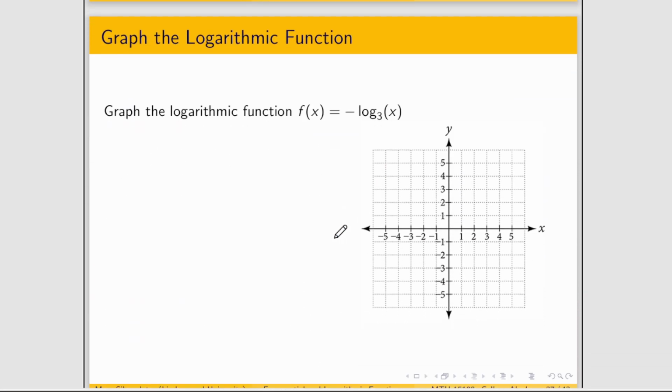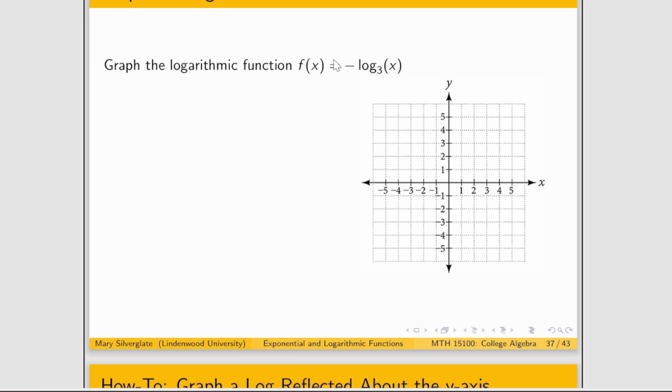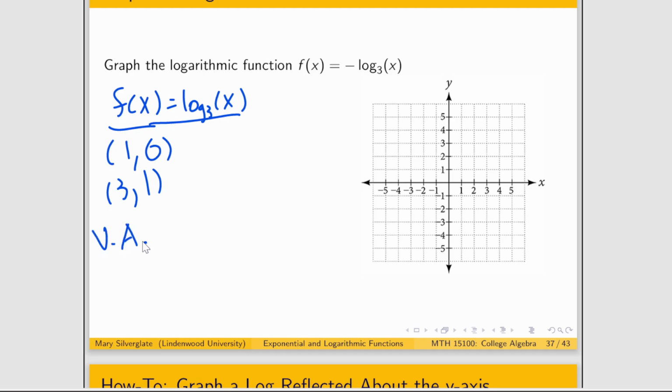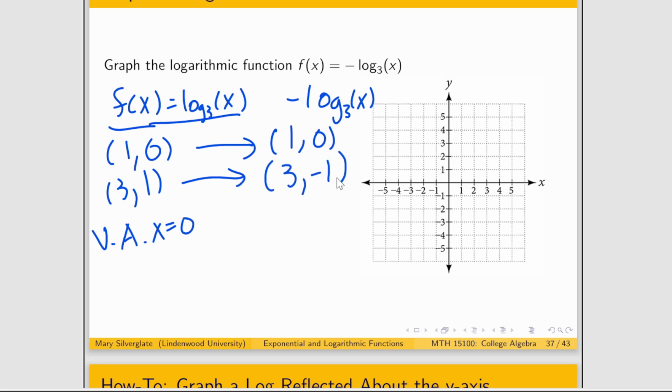So let's actually see that in practice. Go ahead and pause your video and see if you remember which type of reflection this should be and if you're able to plot it. So if on the original f of x equals log base 3 of x, we have the points 1, 0, 3, 1, and a vertical asymptote at x equals 0. Whenever we have this negative on the outside, that reflects over the x-axis, which is the same as a vertical reflection, which means we're flipping the sign on the y's. So for 1, 0, well, 0 doesn't have a sign. That's still going to be at 0. For 3, 1, that flips to 3, negative 1.